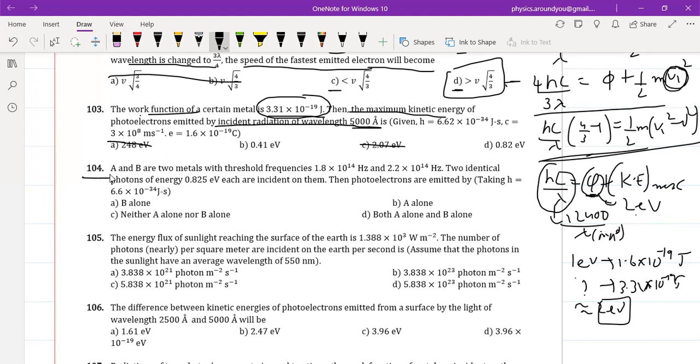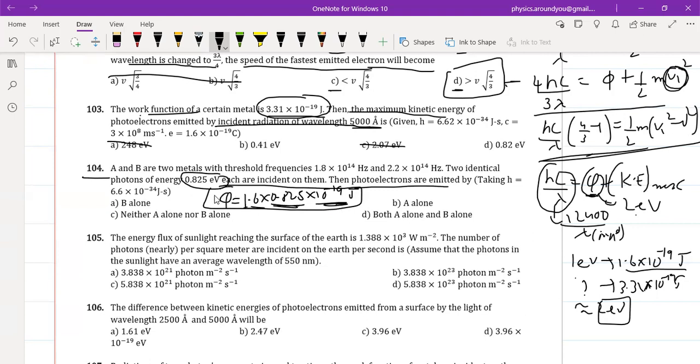Now, question number 104. A and D are two metals with threshold frequencies 1.8 into 10 power 14 hertz, and the other one in hertz. They're asking which metal will emit photoelectrons. First, I will convert this eV into joules. How many joules? So again, one eV is 1.6 into 10 power minus 19 joules. 0.825 eV will be 1.6 into 0.825 into 10 power minus 19 joules. So the threshold function in terms of joules is 1.6 into 0.825 into 10 power minus 19.